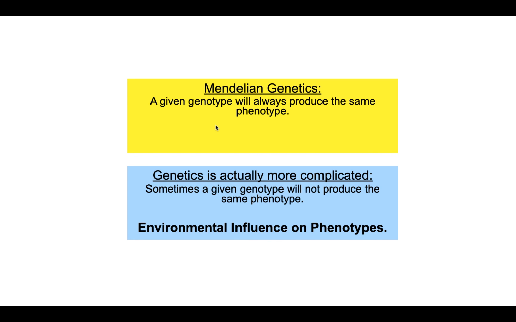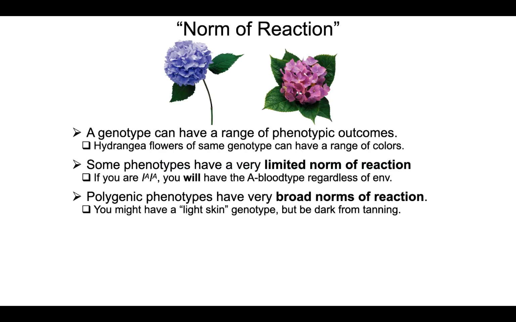Now, lastly, in Mendelian genetics, a given genotype will always produce the same phenotype. So if you were homozygous for the purple flower-colored allele, you would 100% of the time have purple flowers. But sometimes that's not the case. Sometimes there is an environmental influence on the phenotypes, so that even though you have the same genotype in various situations, the phenotypes might be different based on environmental interactions.